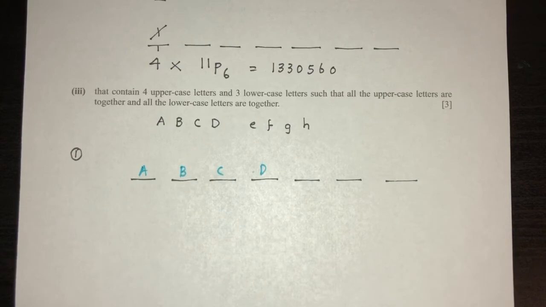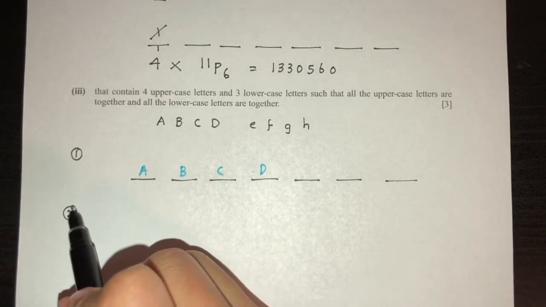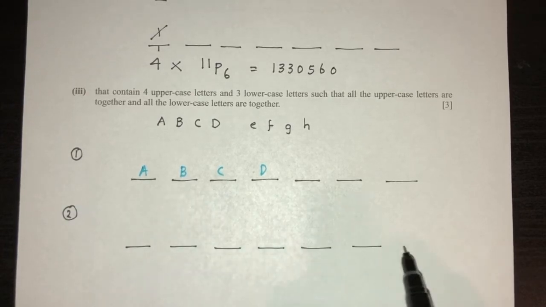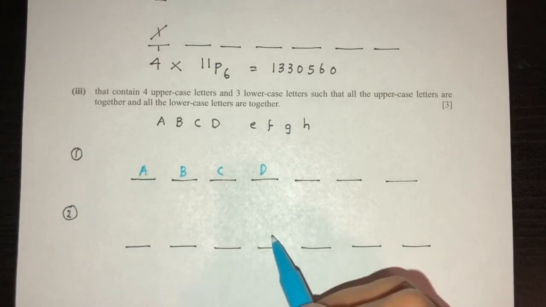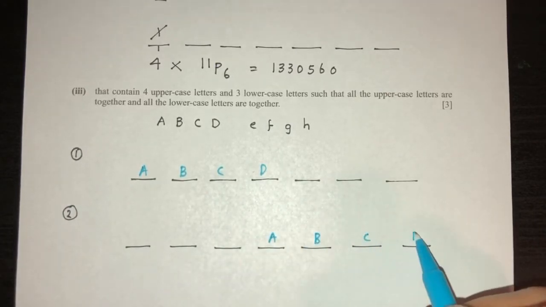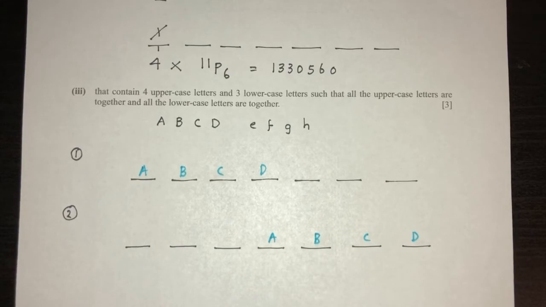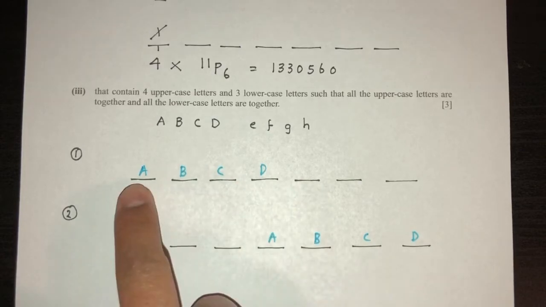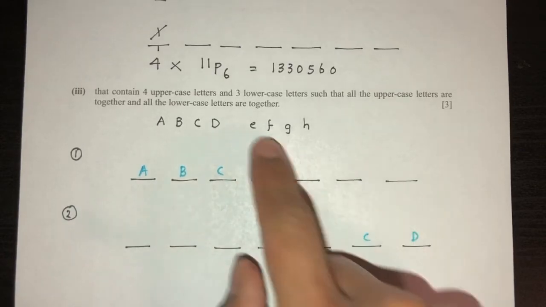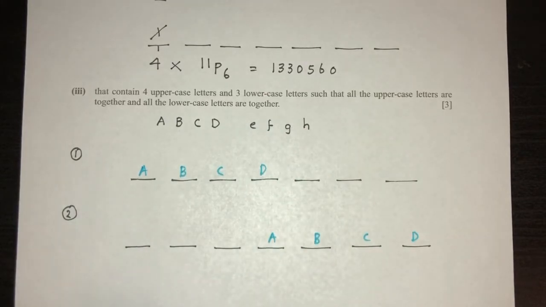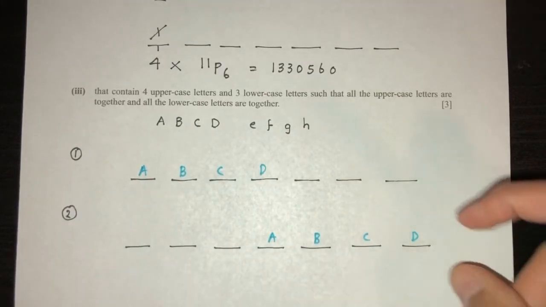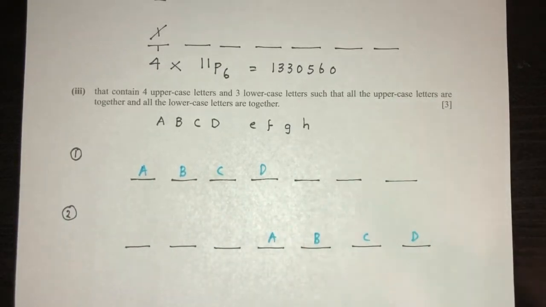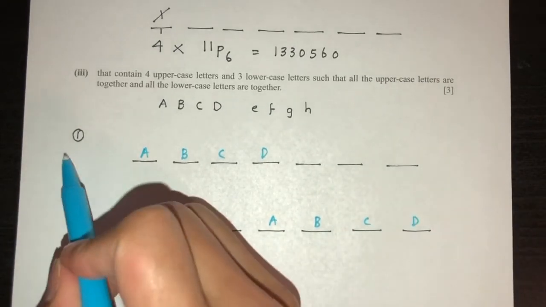Now we have another option. You can place them at the end, A, B, C, D. You cannot put A, B, C, D in the middle, because in that case we will have 1 remaining here and 2 there, so they will not be together. They have to be both together, the uppercase and the lowercase. So we have 2 possible options. Now let's find the number of arrangements for 1 option. Then we can just multiply by 2 afterwards.